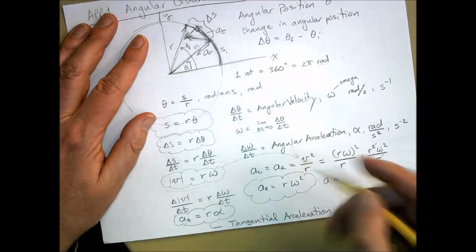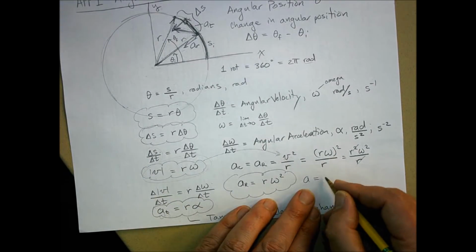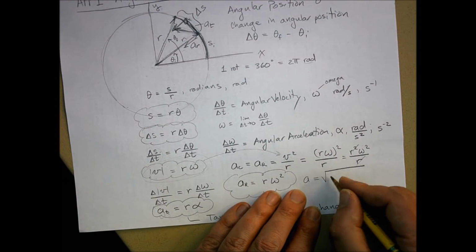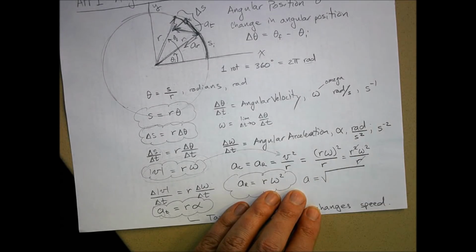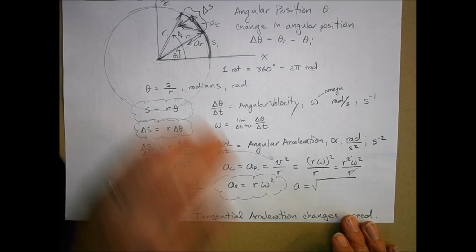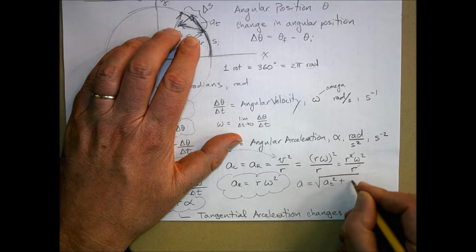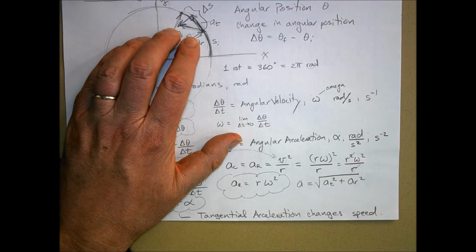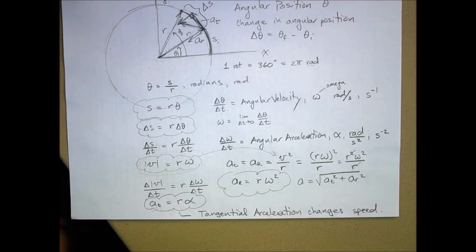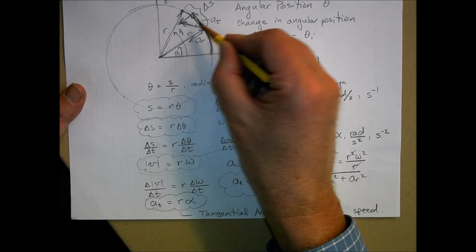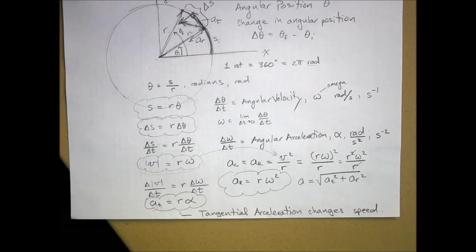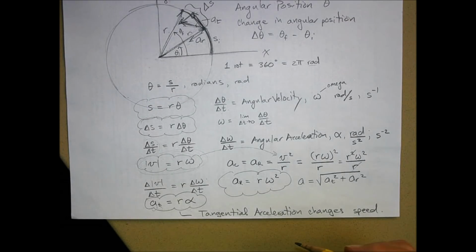So this is going to be equal to the square root, that is the magnitude of the overall acceleration. It's going to be the tangential acceleration squared plus the radial acceleration squared. And if you want to know what this angle is, you could use inverse tangent. And so, you can do that.